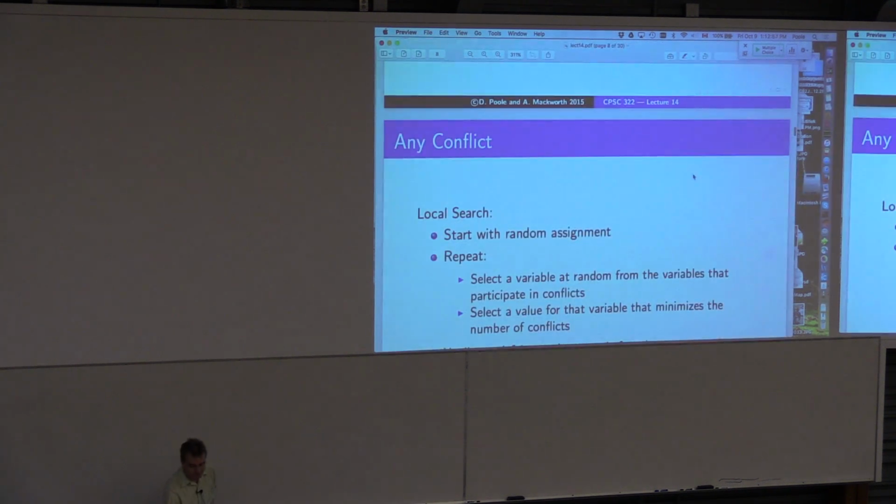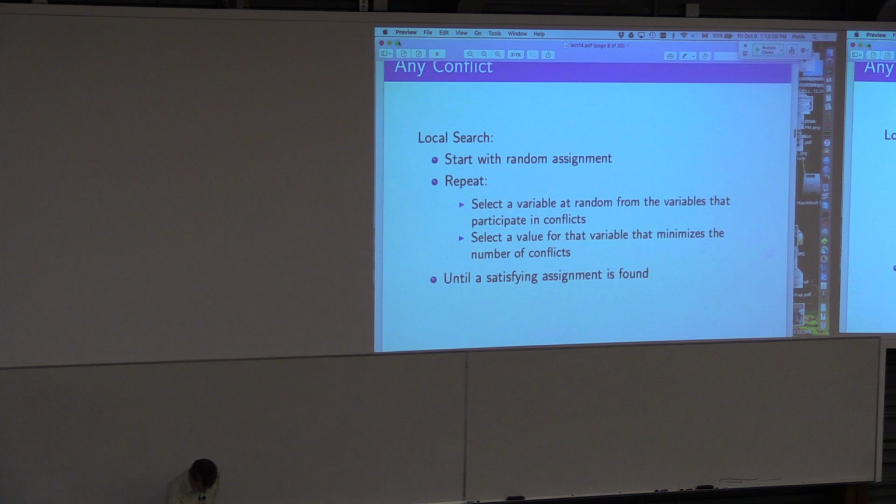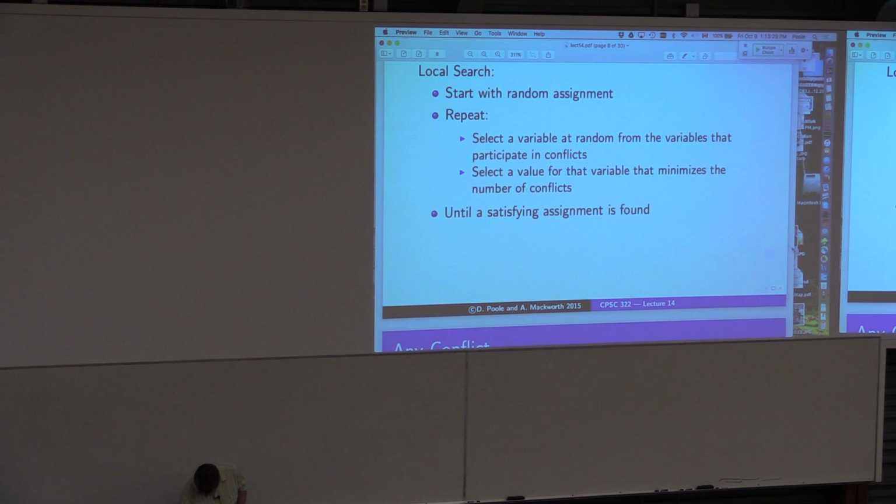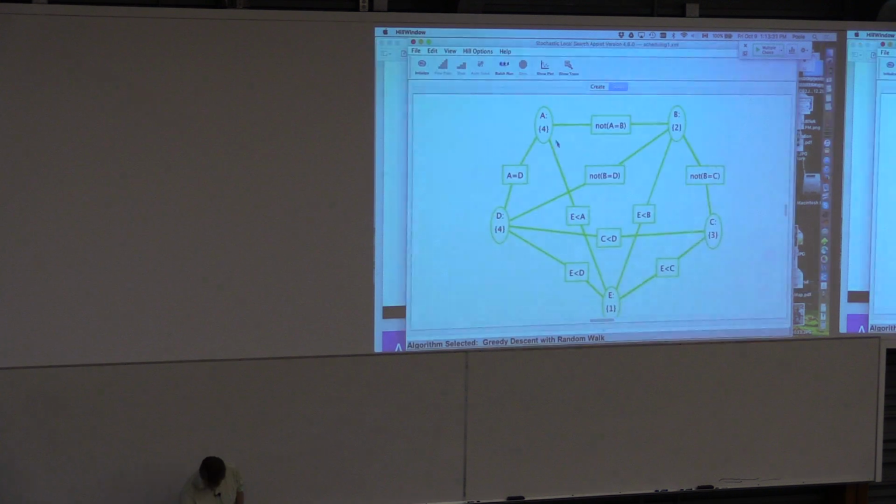So there's another algorithm, which we'll call any conflict. What we're going to do is start with a random assignment. We're going to select a variable at random from the variables that participate in conflicts. So we're not going to choose the variable that has the most conflicts, we're just going to choose a variable that participates in conflicts. And then we're going to select the value for that variable that minimizes the number of conflicts. We're going to keep doing that until we find a satisfying assignment. So if we do that with this one, we're going to change the algorithm options here.